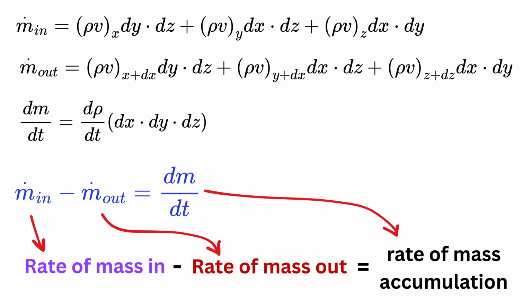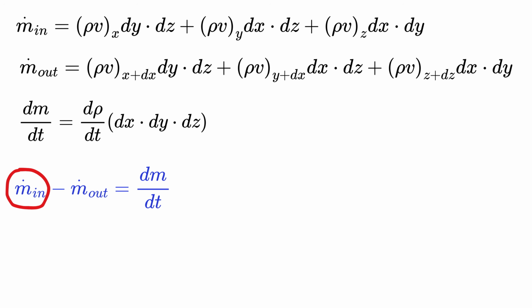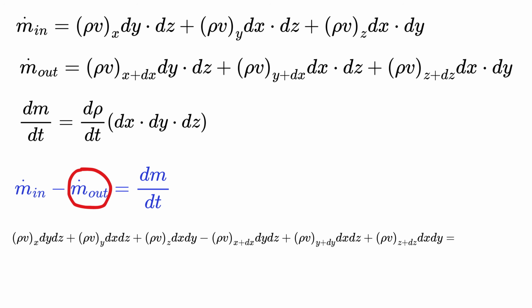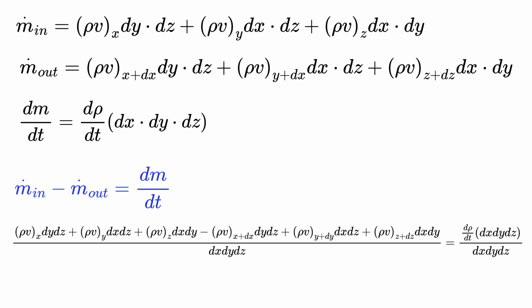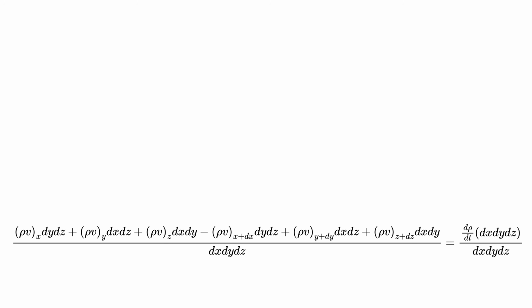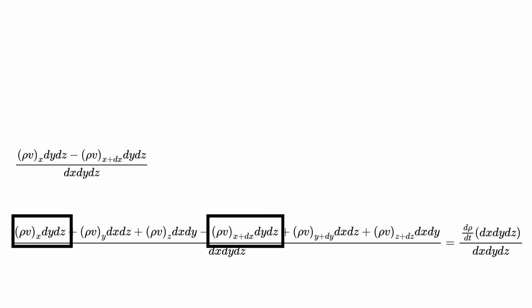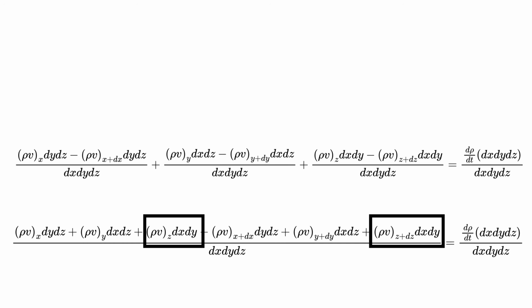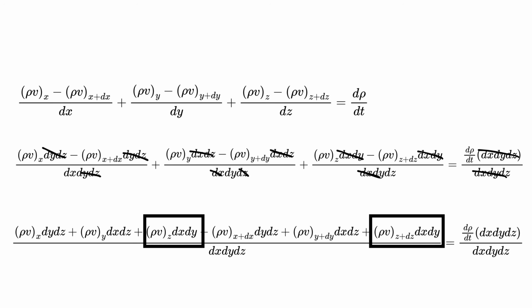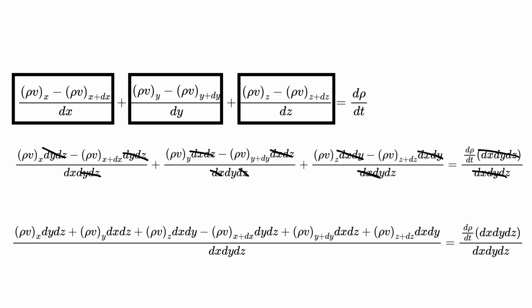Next, let us put everything together. Rate of mass in, or this, minus the rate of mass out, or this, equals rate of change of mass inside, or this. Now to simplify it, we divide the entire equation by the volume dx times dy times dz. Then take these two together, then these two, and then these two. These will cancel out, and we are left with this. Hey, can you observe that this is somewhat looking like the first principle of derivative?